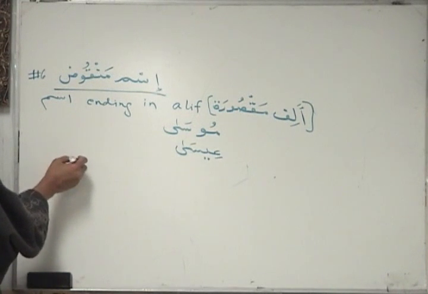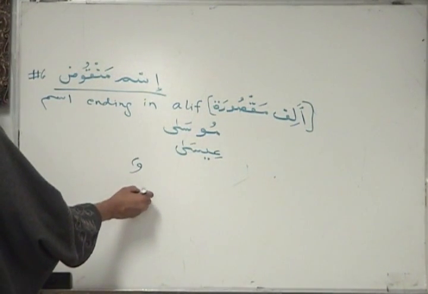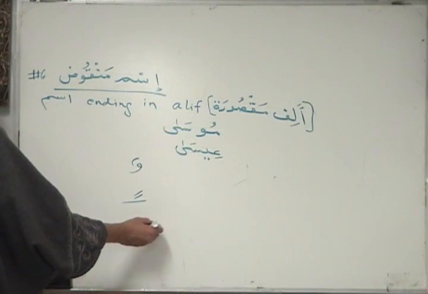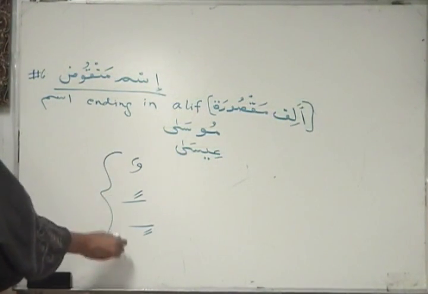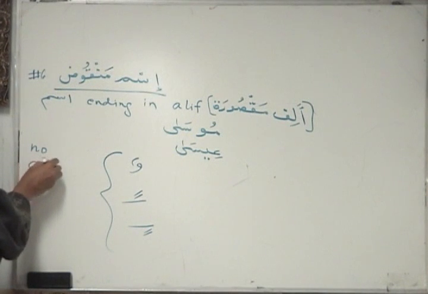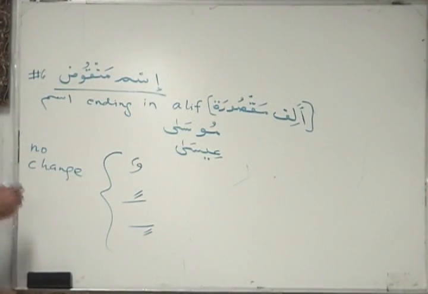So the rule is for two dhammas, two fathahs, and two kasras, and all of these, no change. No change, but it's still not considered mabni, it's still mu'rab. Okay? The change is understood to occur. This kind of ism is not classified as mabni. It's classified as mu'rab, meaning it still changes, but the change is not visible. It is understood to happen.